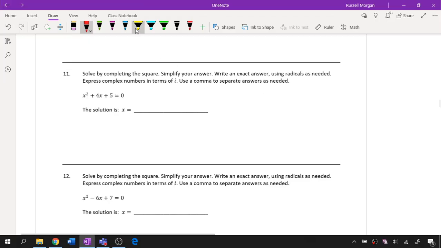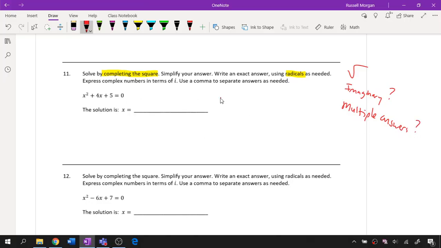This just gave us all kinds of hints. First, they told us to solve by completing the square, but I know there's many other methods besides completing the square, so let's just use whatever method is easier. It says to simplify answers, write exact answers. They say radicals. Those are roots, so that gives us a hint. Also talks about complex numbers with i. In other words, watch out, inside roots you could end up with imaginary numbers. So we should watch out for that. And use a comma to separate answers as needed. That means there could be more than one answer. So multiple answers. They just gave us all kinds of hints here.